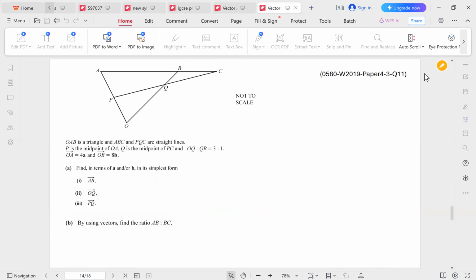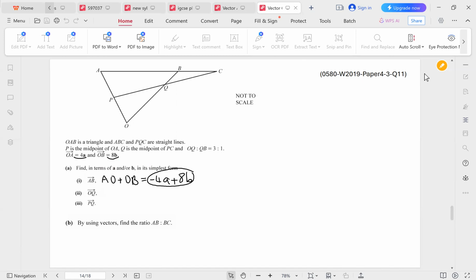So to go from A to B, we can go as AO plus OB. So since we already have OA, this would be negative 4a plus OB, which is 8b. And we're done. That would be question i.